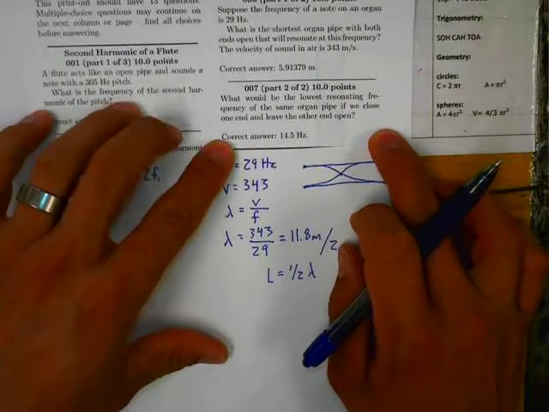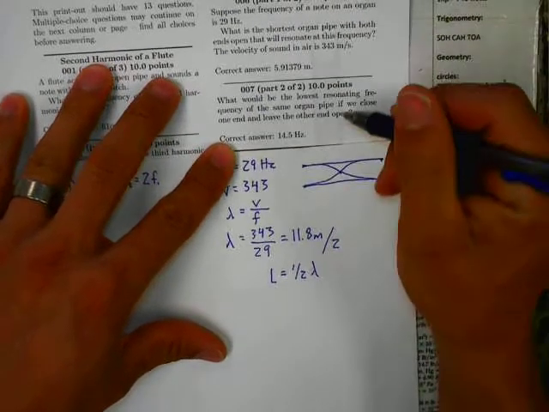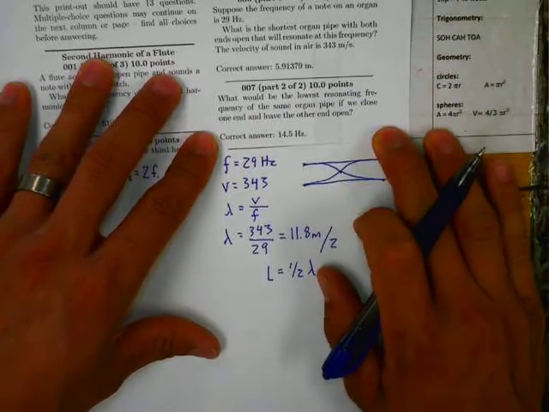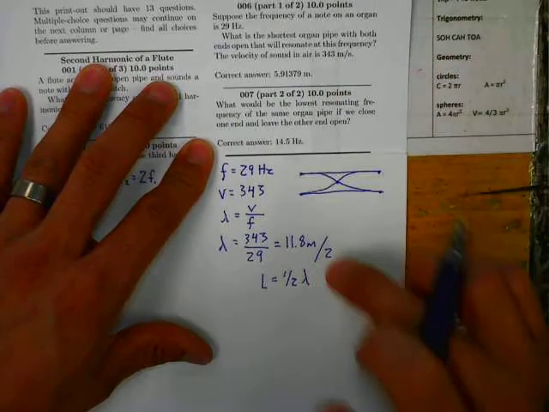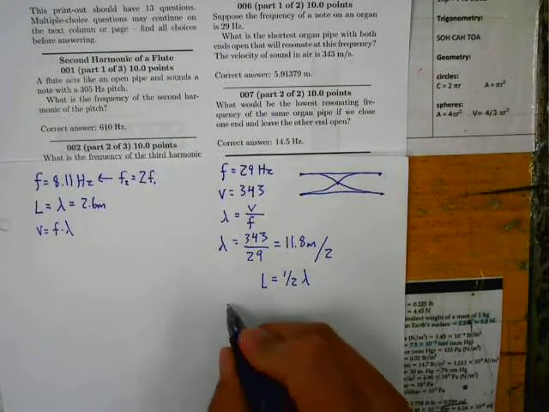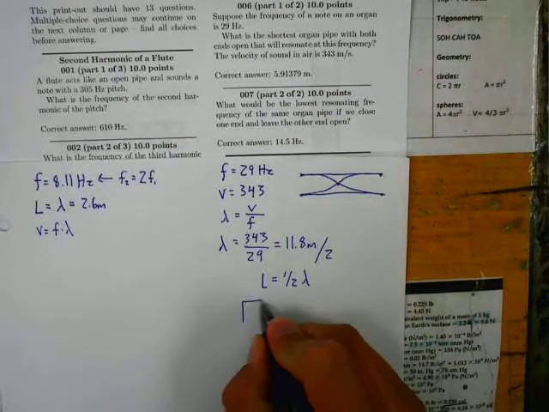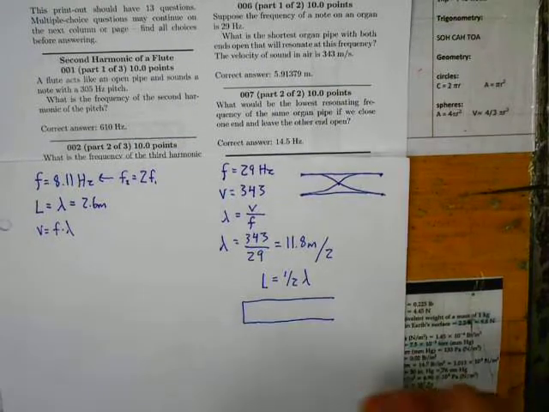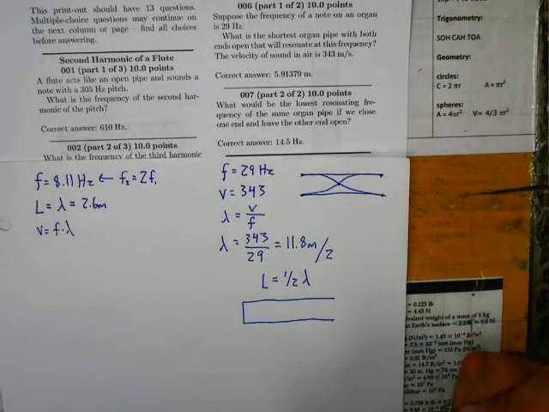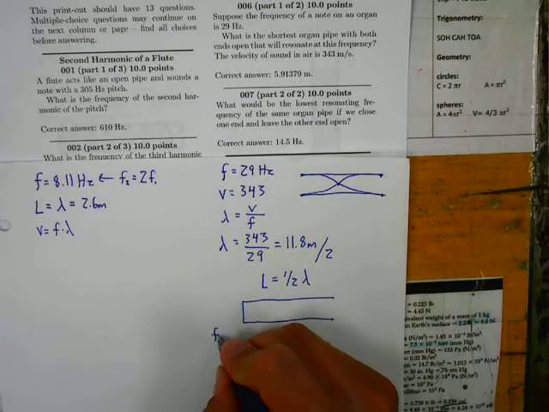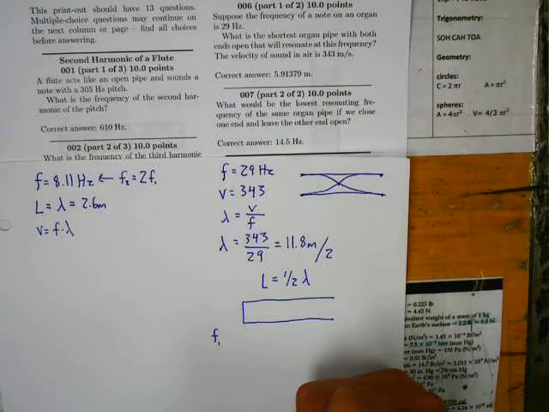What would be the lowest resonating frequency of the same organ pipe if we close one end and leave the other open? Okay, now some stuff from here still applies. So first of all, let's draw what that looks like. So here is our single open, single closed pipe. And we want F this time. So we want the lowest resonating frequency. In other words, we want F1.